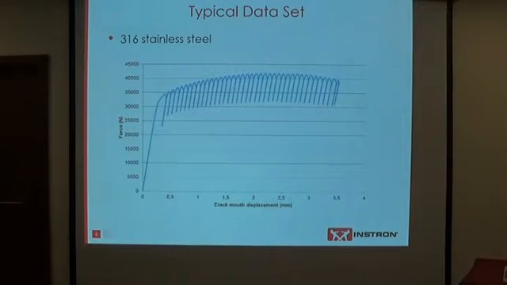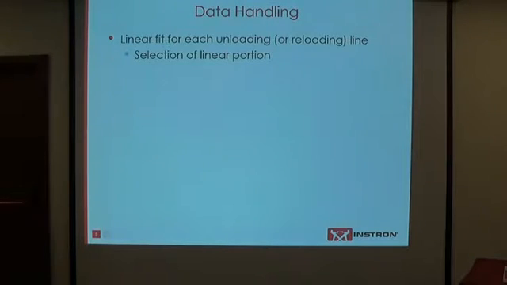A typical data set might look something a bit like this. So you've got ramping up, and you've got unloading points all the way along. This is just an example from a 316 stainless steel. What are we going to do with that data? Well, first we're going to put a linear fit for each unloading or reloading line. You have a choice which one you use. There is some variability in the selection of the linear portion of that line.